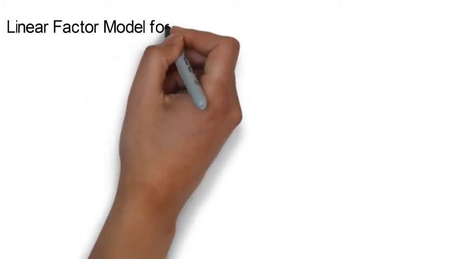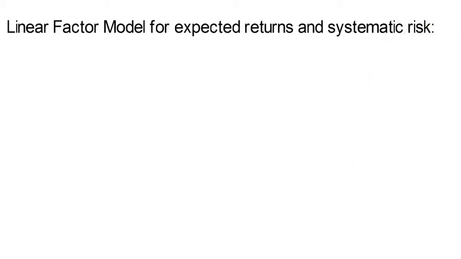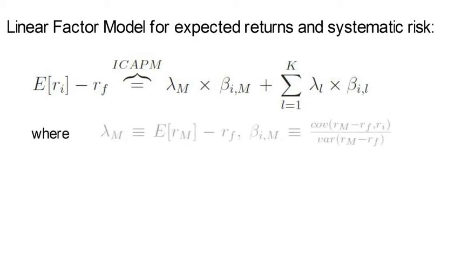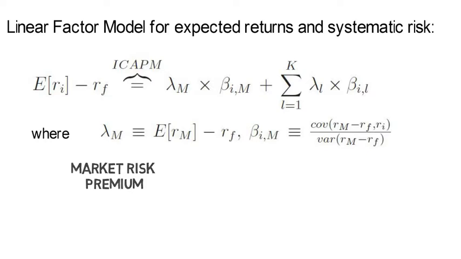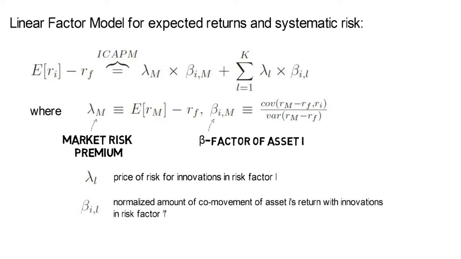The respective linear factor model for expected returns and systematic risk equals, according to the I-CAPM, that expression here, where lambda m is the I-CAPM style market risk premium, beta im is the I-CAPM style beta factor of asset I with regard to the market, and now new lambda L, for L being 1 to K, is the price of risk for innovations in risk factors L. And the beta IL is the normalized amount of co-movement of asset I's return with innovations in risk factor L.